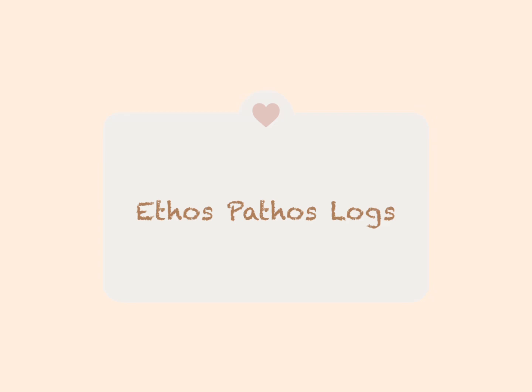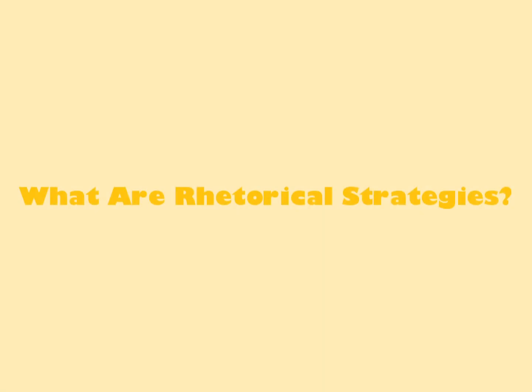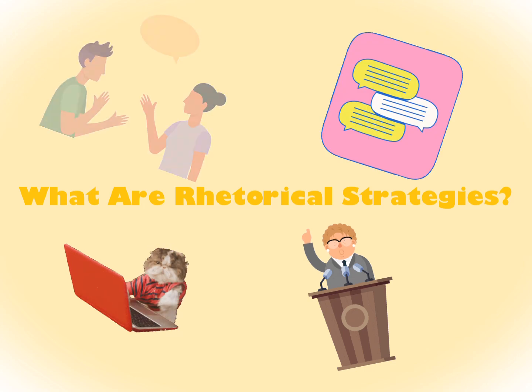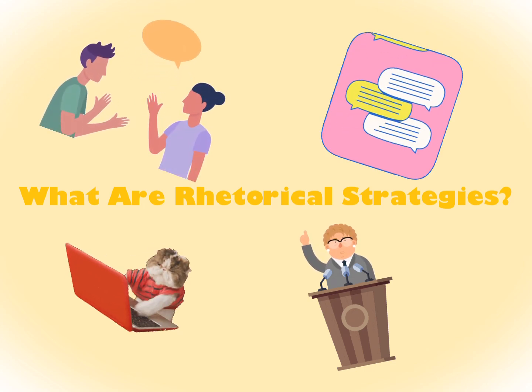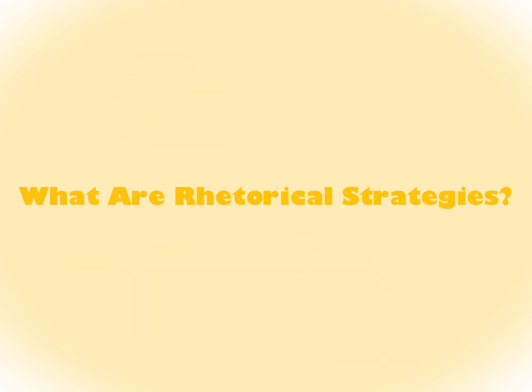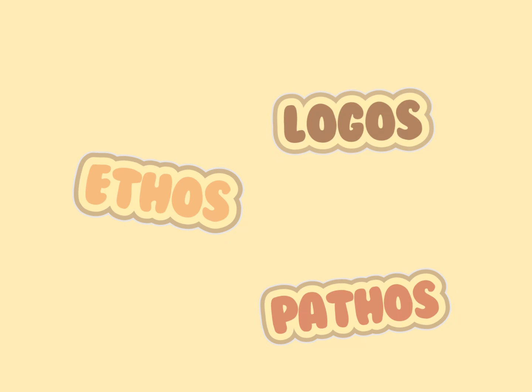Today we're going to explore the three key rhetorical strategies: ethos, pathos, and logos. Now you might be wondering, what are rhetorical strategies? Simply put, they're techniques that speakers and writers use to persuade their audience. Whether it's in speeches, essays, advertisements, or even daily conversations, rhetorical strategies help us communicate more effectively and influence others. There are many different strategies, but today we'll focus on the three most important ones: ethos, pathos, and logos.